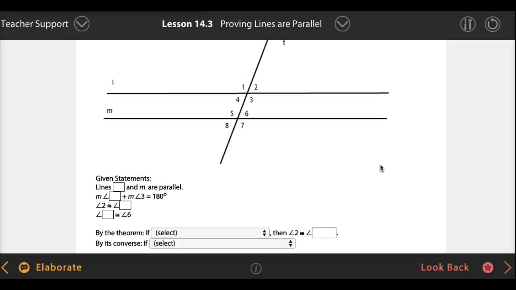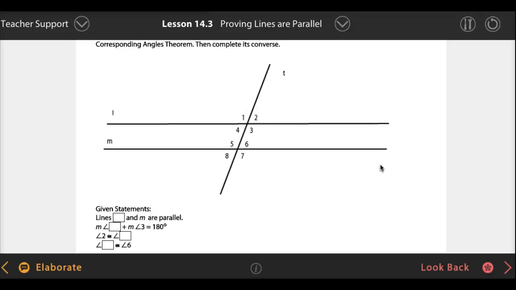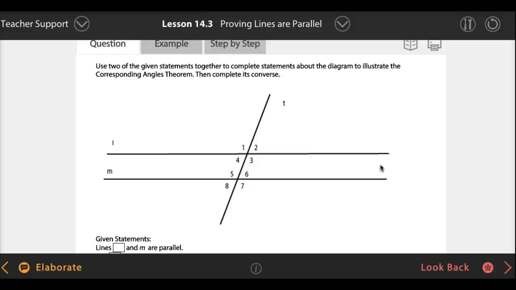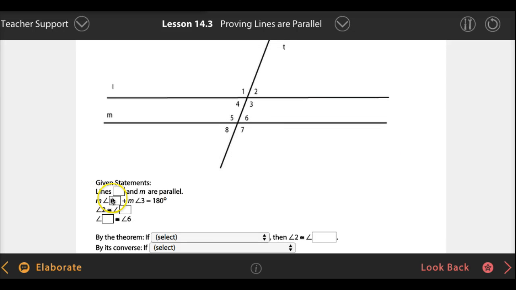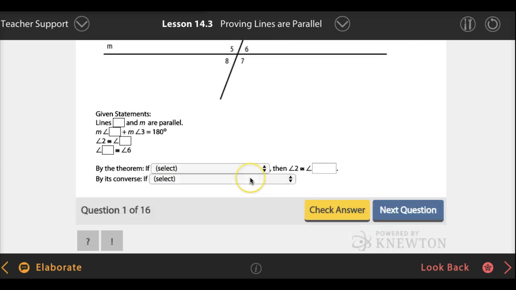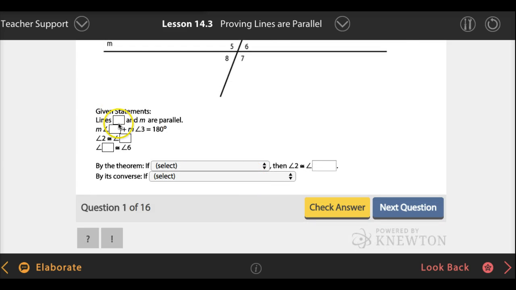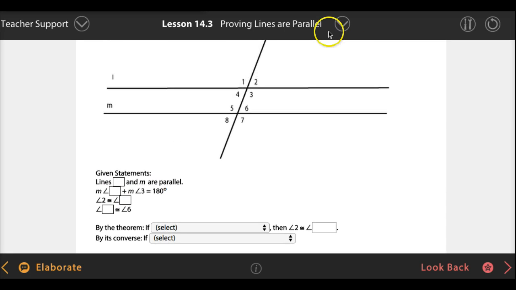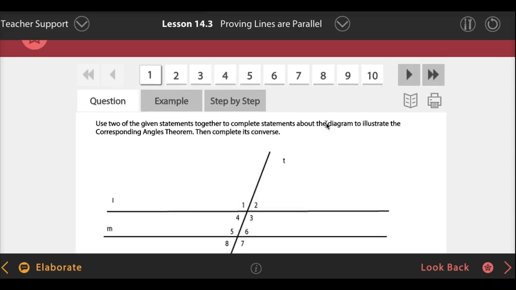Well, it doesn't say anything about lines L and M being parallel. So let's see. First, I'm just going to say L. What's going on here? Why won't they let me type anything in here? I don't know what's going on with this.